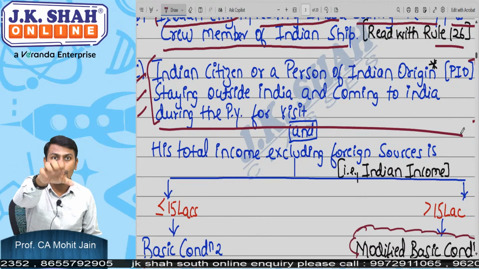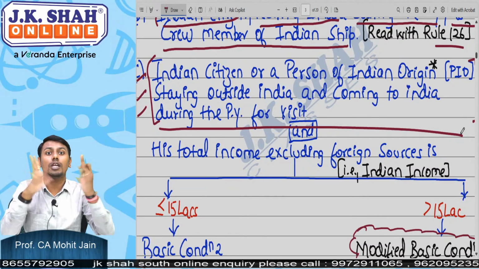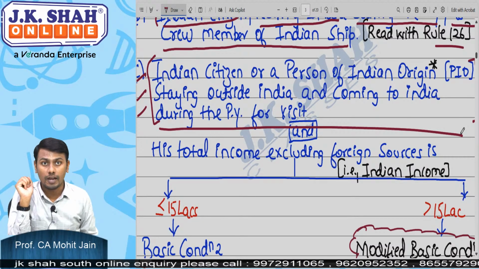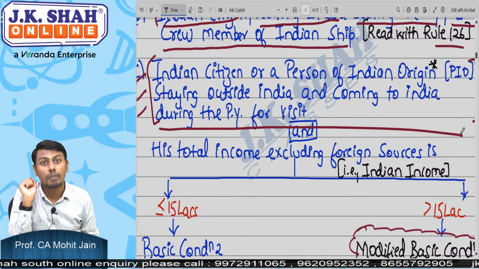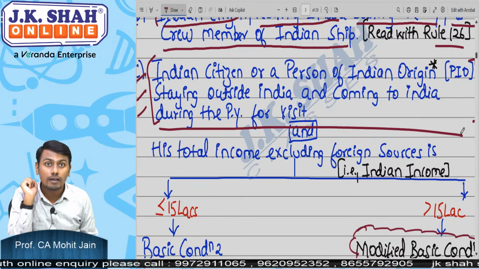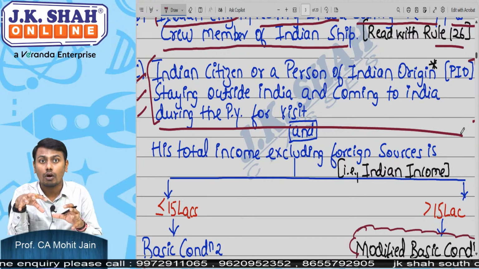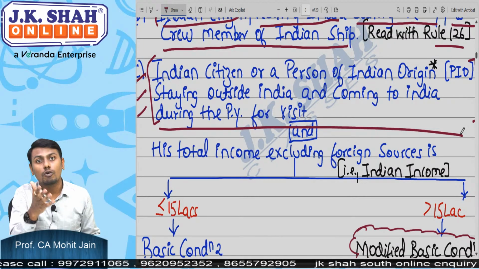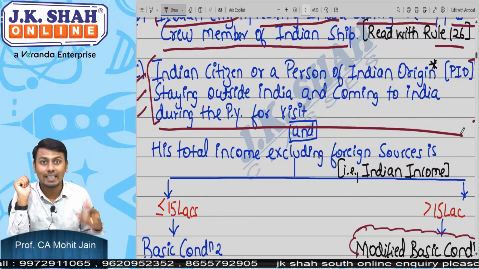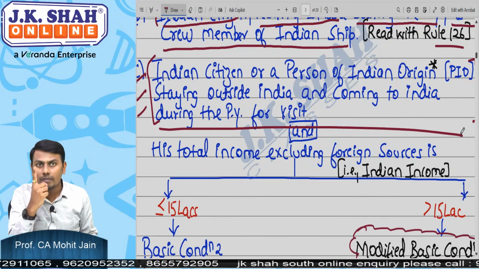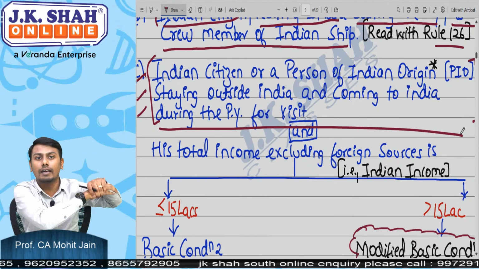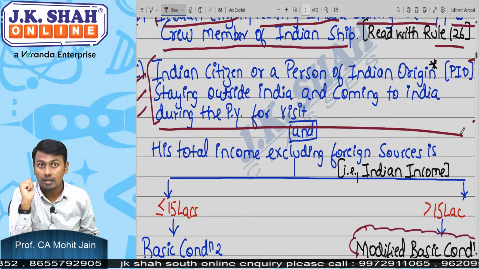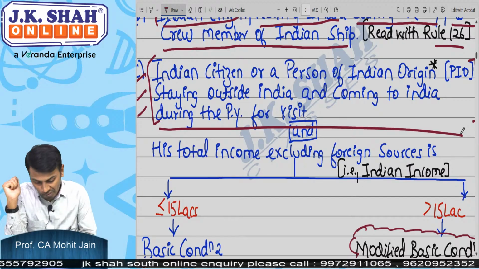NRIs, if you come to India for a visit, for you what is not applicable? Basic condition number 2 is not applicable. So for NRIs only what was applicable? Basic condition number 1. This was kept in the law to genuinely give benefit to NRIs. But you know, people, India is India, Indians are Indians. You gave them a finger, they'll take your entire hand. So they started to misutilize this provision. Sir, how? Let us learn that.